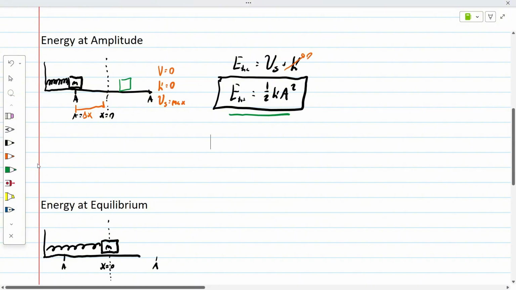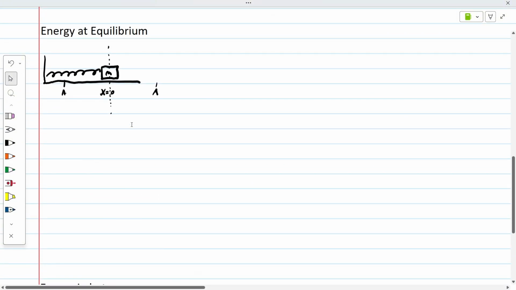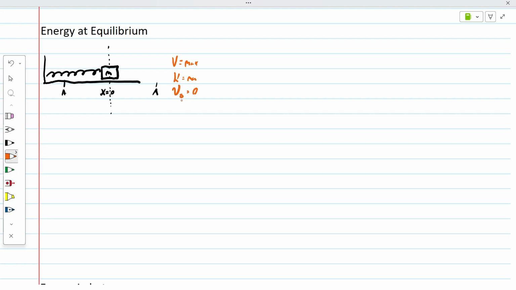Okay, so let's look at a situation where the box is at equilibrium. So let's say it's oscillating and right now it's at equilibrium. So at this point, we know the velocity is going to be at a max, which means the kinetic energy is going to be at a max, but the potential energy is equal to 0. And also note there is no gravitational potential energy because there's no change in height, so we don't have to worry about that. So at this point, we can write our energy equation as the total energy equals the kinetic energy plus the potential energy. But we just said the potential energy is 0, so that comes out.